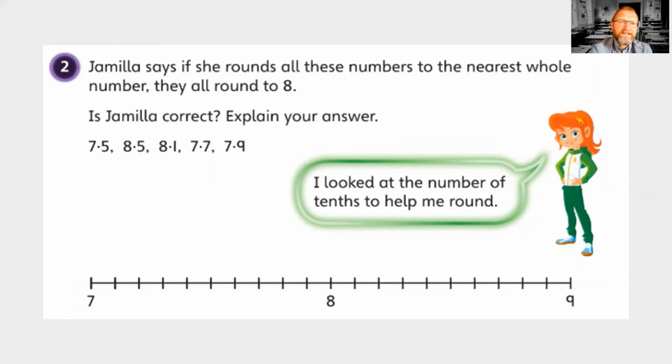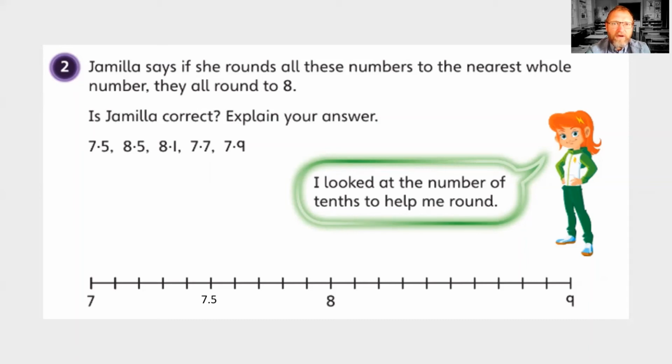So let's look at the answer. The numbers that Jamelia has are 7.5, 8.5, 8.1, 7.7, and 7.9. So let's put them on this number line down below. And this number line has 7, 8, 9. Those are the whole numbers. So let's have a look where these decimal numbers go.